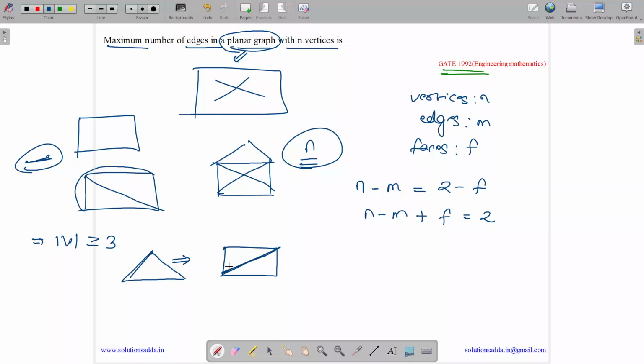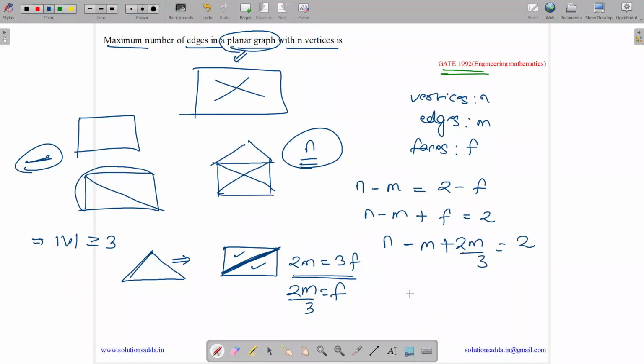Okay, and as we know that each edge borders two faces, we can write 2m equals 3f, as each face has three edges and each edge borders two faces. Now let us put the value over here in n minus m plus f. What is the value of f? f is 2m by 3. So n minus m plus 2m by 3 equals 2. Now we have n minus m by 3 equals 2, or 3n minus m equals 6, or m equals 3n minus 6.